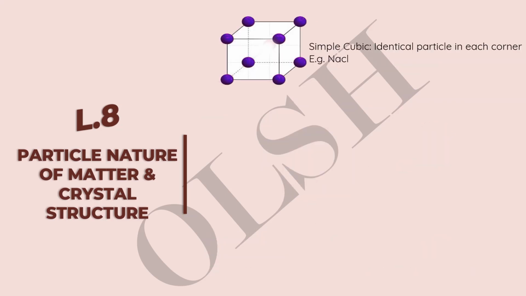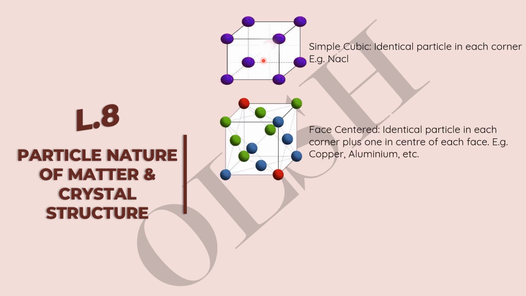We have the simple cubic representation. In this one we have identical particles at each corner of the unit cell. So you have one particle at one corner, one particle at the next corner, and so on. We have 8 particles at the different positions of this cube. This structure is called simple cubic, and it can build up to form a lattice.